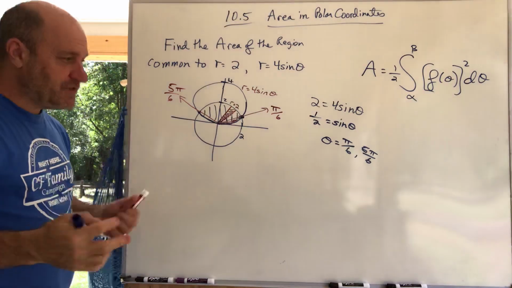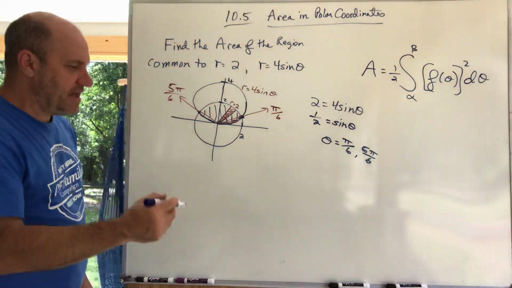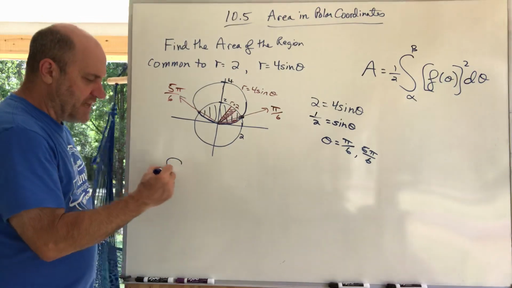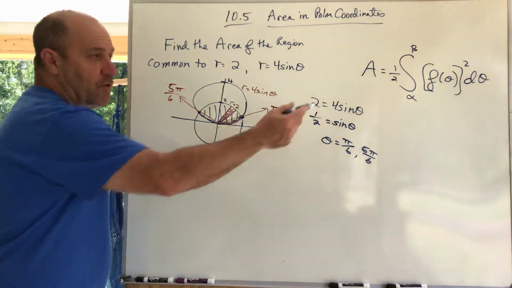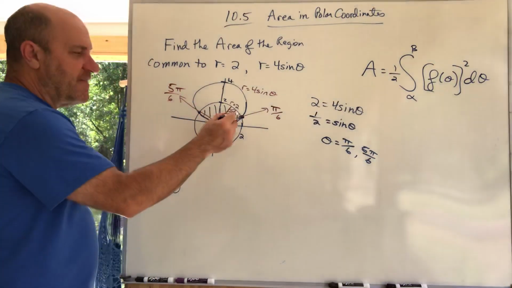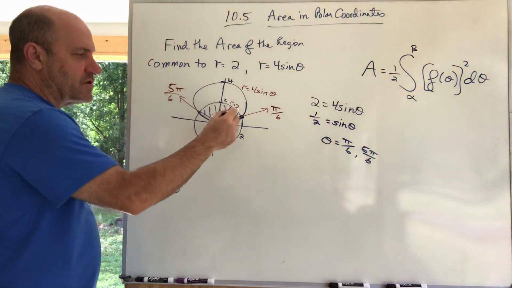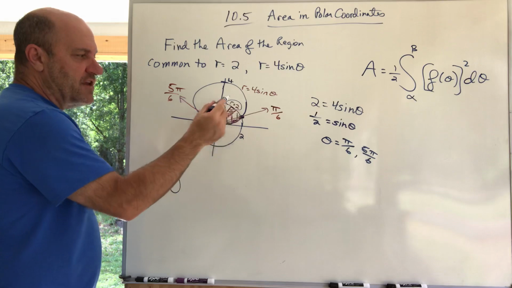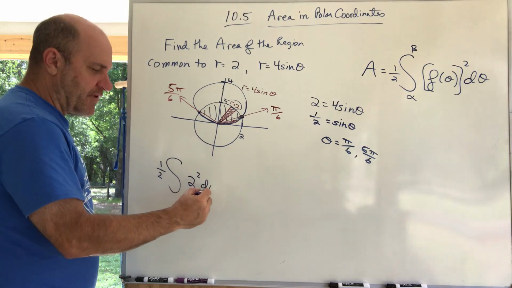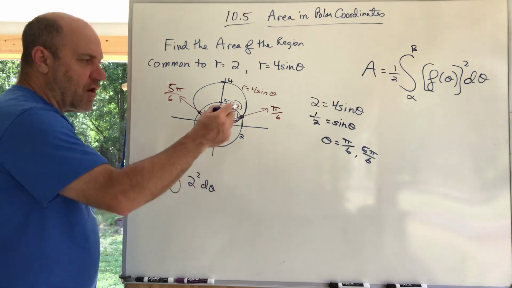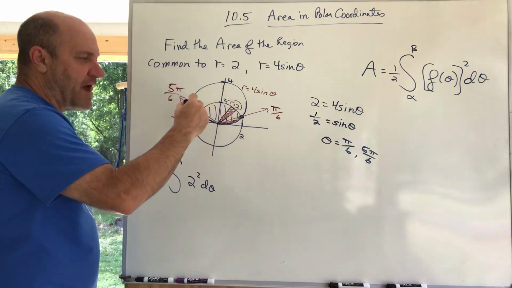So I've got some options to set this up. I want to set up an integral, multiply by a half out front. That's the formula. And I want to integrate. I'm going to do this piece first. And the function is r equals 2. So you take your function, you square it, you integrate with respect to theta, and you go from pi over 6 to 5 pi over 6.